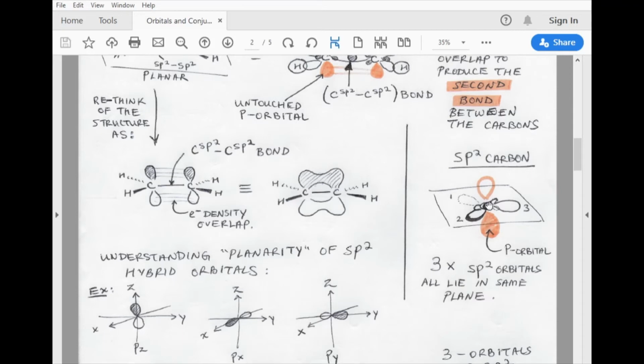So an individual carbon atom, if it's sp2 hybridized, would have 1, 2, and 3 sp2 orbitals that point away from each other at 120 degrees, and then 1 p orbital that is perpendicular to the plane that the 3 sp2 orbitals sit in. And I'll explain why it's perpendicular in a second.